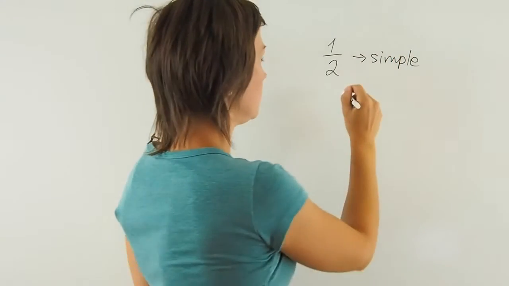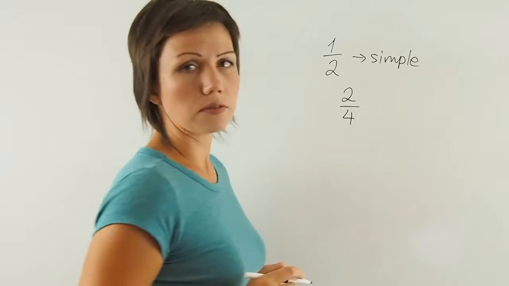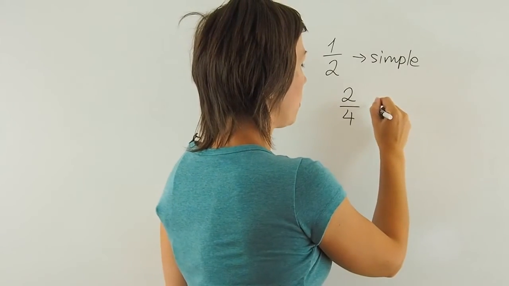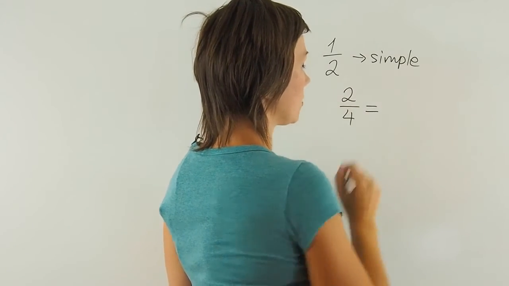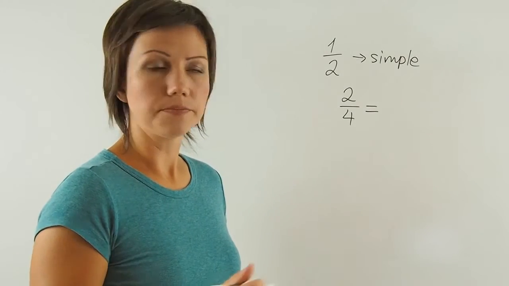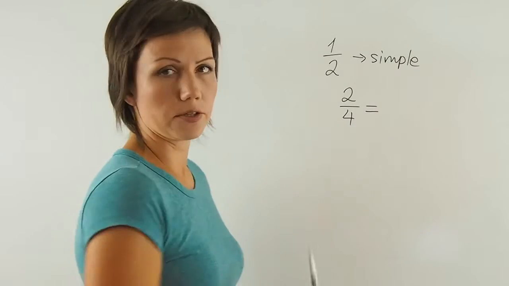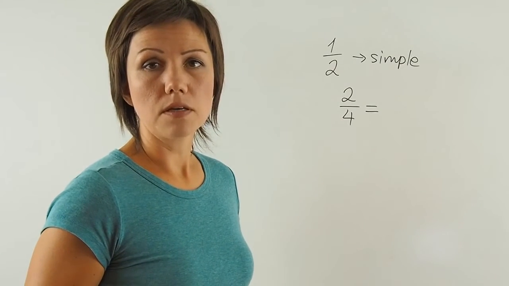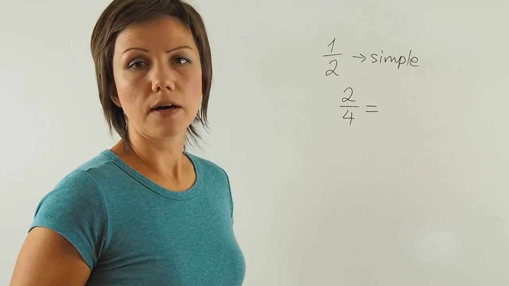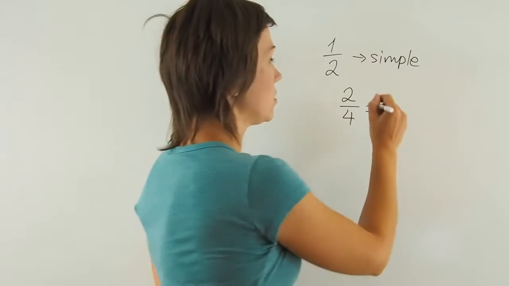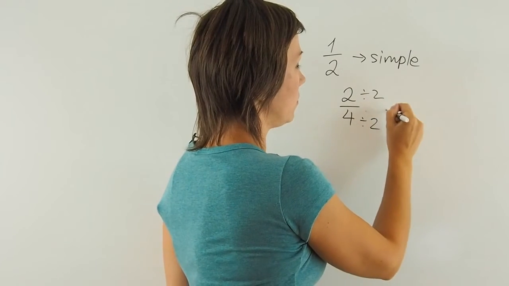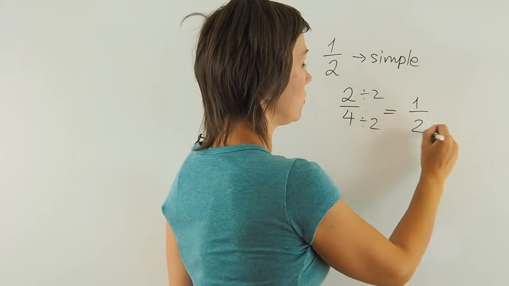If I have a fraction 2 over 4, this fraction can be simplified further. We call that process reducing the fraction. Reducing the fraction means to divide both the numerator, the top number, and the denominator, the bottom number, by the same greatest common factor of the two numbers. The greatest common factor in this case is 2. So I will divide both of these numbers by 2, which will give me 1 over 2.